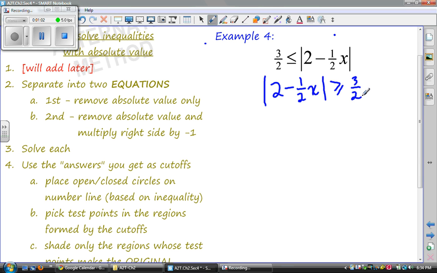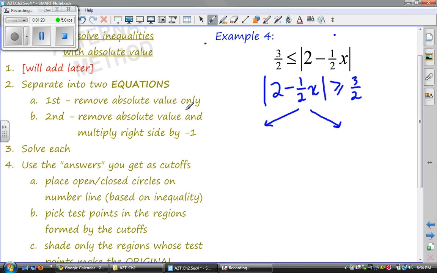Now let's go to the directions. Remember, there's no first step. We're going to come back and add something for that later. The second step is to separate into two, and here's the key word, equations. I'm going to ignore the fact that this is an inequality for the time being. We're going to account for that later. So I'm going to separate it into two equations. I like to use the arrows.